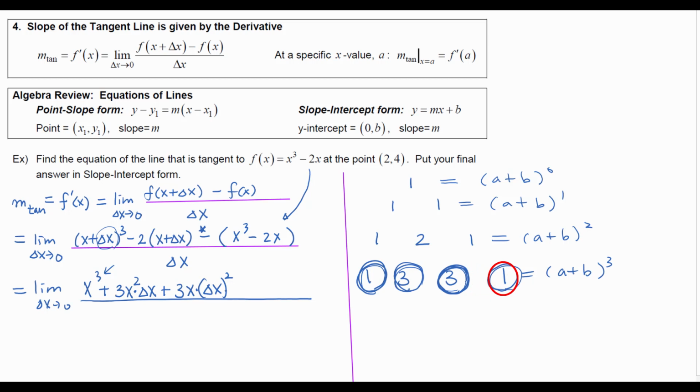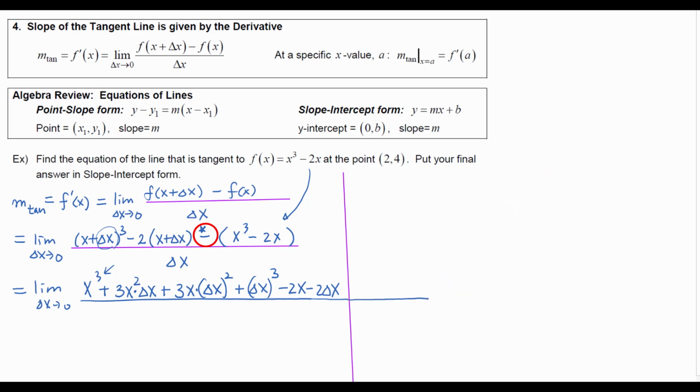You're going to lose the x term, so there will be no more x term, and you will have delta x to the 3rd power. And you're going to distribute the negative 2 to both terms inside the parenthesis, which is negative 2x minus 2 times the delta x. Let me erase Pascal's triangle here. So when you distribute this negative, I will get minus x cubed plus 2x over delta x.